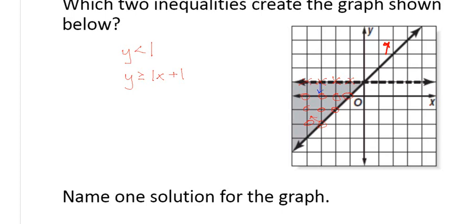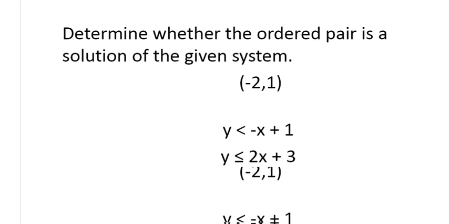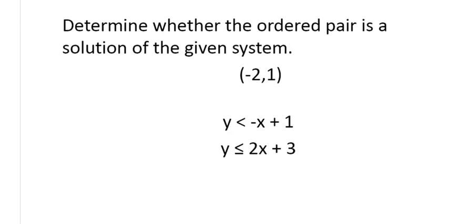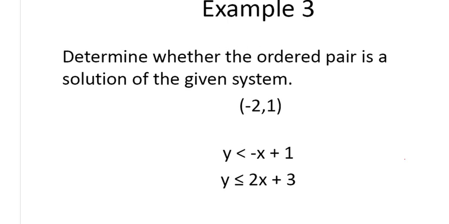Alright, let's go to example 3, the last example today. It says determine whether the ordered pair is a solution for the given system. And here you have -2, 1. What do you think we want to do in order to find whether or not this is a possible solution? I mean, if you thought we should just substitute in and see if it works for both inequalities, I definitely agree with that.